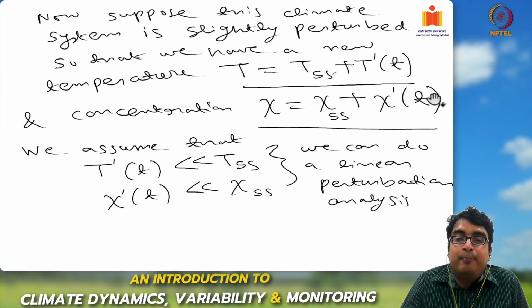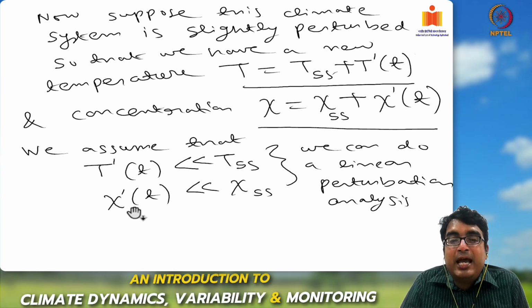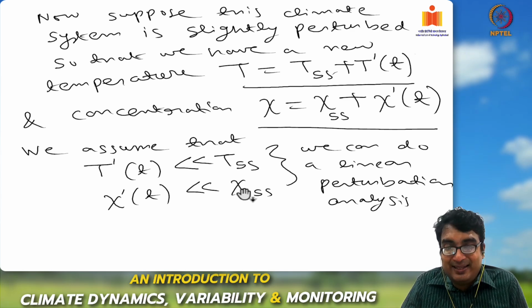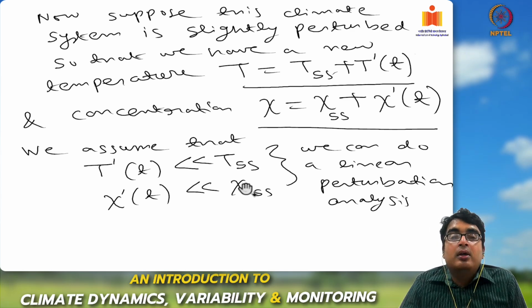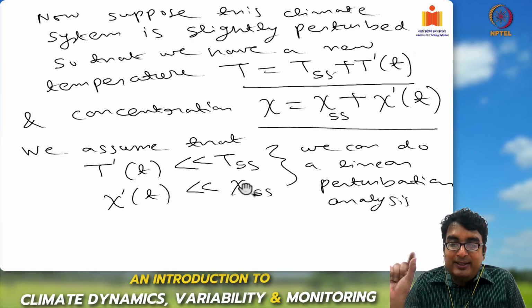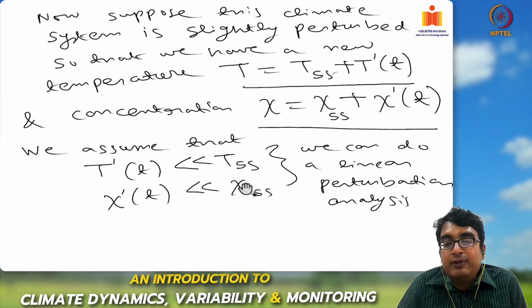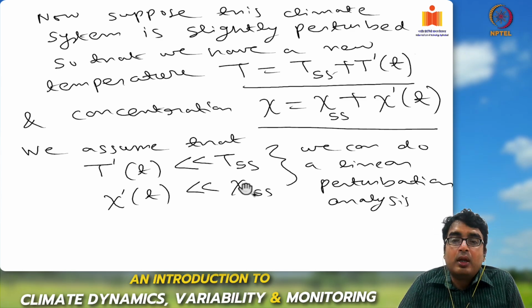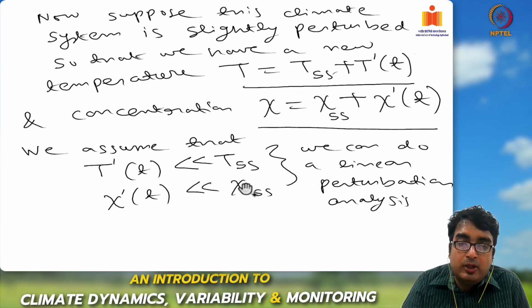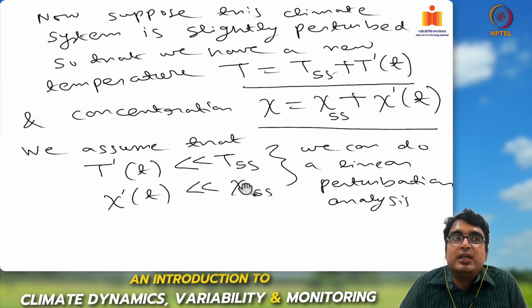We assume that the perturbation parameters T prime and X prime are much lower in magnitude than T_SS and X_SS. Okay. So the values of the differences, delta T or delta X, T prime or X prime, are much lower than the magnitudes of T_SS and X_SS. Hence, we can do a linear perturbation analysis. If these values are not small, we cannot do a linear perturbation analysis. Alright. So here we are assuming that the change is quite small.